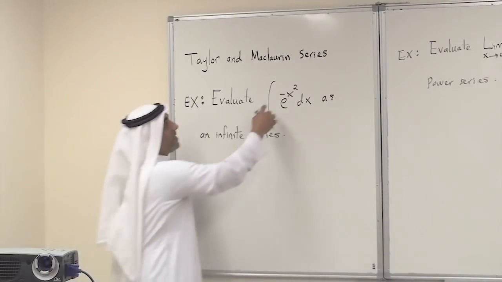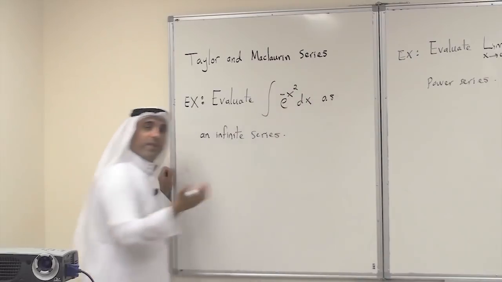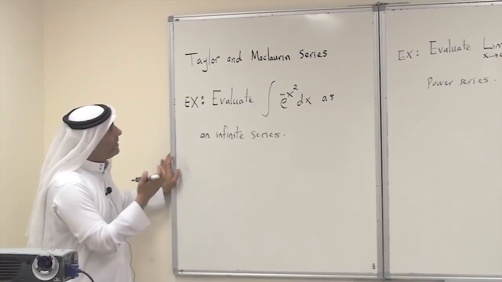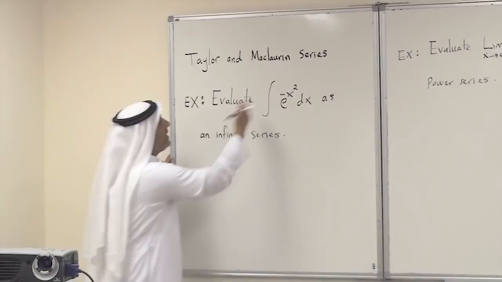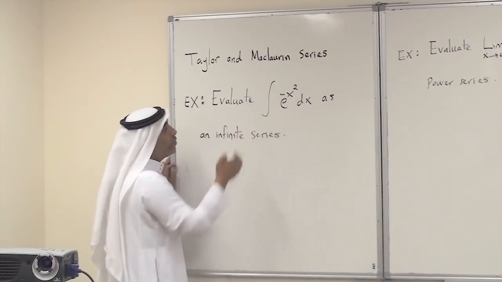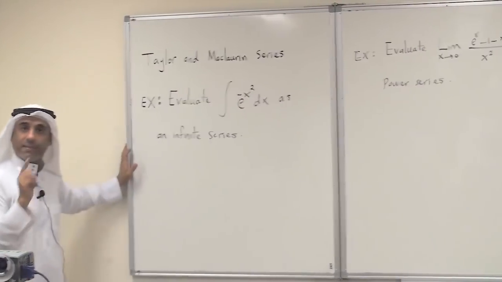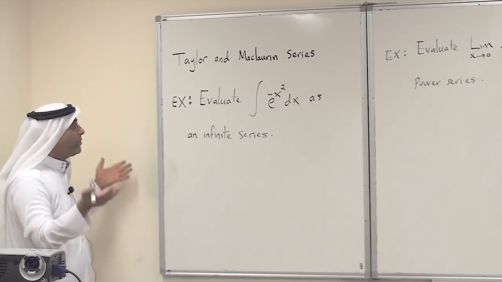Of course, for functions like e to the power minus x squared or e to the power x squared, we don't have a closed form for their integrals. I mean, these are not elementary functions. So an alternative way to evaluate the integral is to integrate in terms of power series. So what should we do? First, we need to find the representation of e to the power minus x squared as a power series. Then we just integrate as we did before.